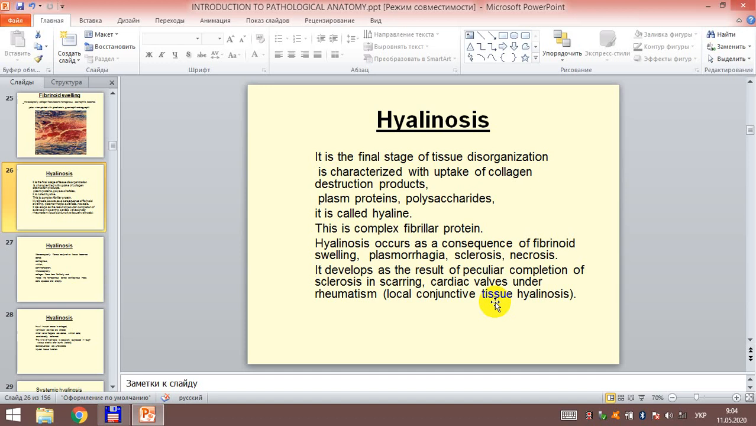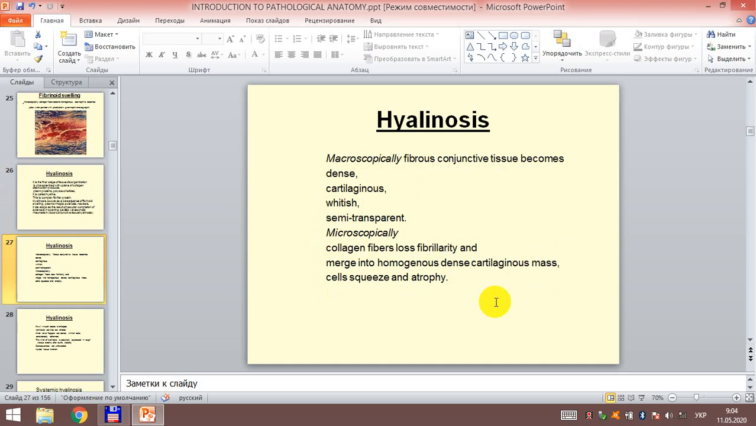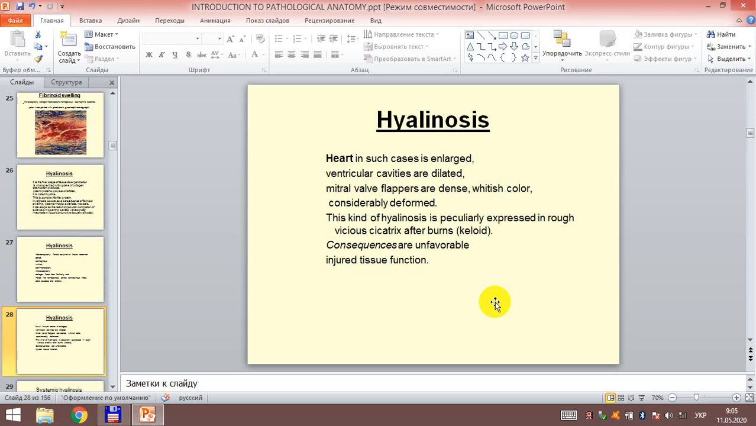Macroscopically, hyalinosis has the following signs. Fibrous connective tissue becomes dense, cartilaginous, whitish, and semi-transparent. Microscopically, collagen fibers lose their fibrillar structure and merge into a homogeneous, dense, cartilaginous mass, and cells are squeezed and atrophy. Hyalinosis in the heart: the heart is enlarged, the ventricular cavity is dilated, and the mitral valve leaflets are dense, whitish, and considerably deformed.